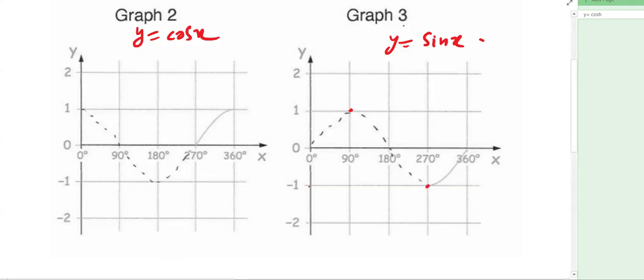Okay. What are the coordinates of this point? If you see, 270, -1. Coordinate of this point 180, 0. Coordinate of this point 90, 1. Coordinate of this point 0, 0. So you should be able to identify that. Okay? So there are different ways to ask the same question.